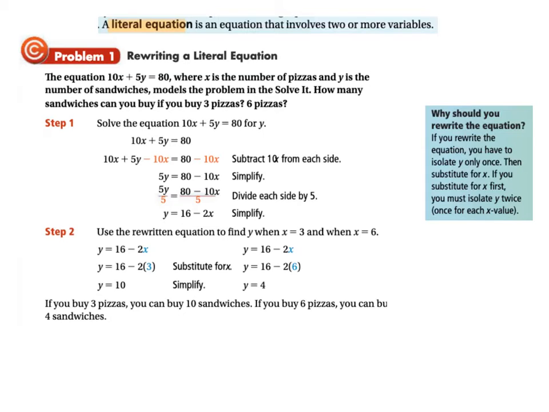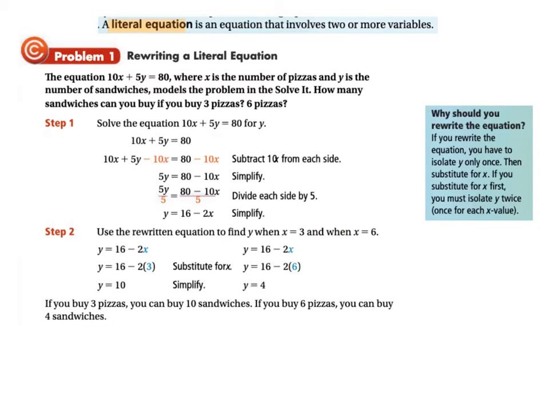Okay, so we isolate the variable first, and then we plug in 3 for x, and it solves to 10. And then we plug in 6 for x, and it solves to 4. So if you buy 3 pizzas, you can buy 10 sandwiches. If you buy 6 pizzas, you can buy 4 sandwiches.